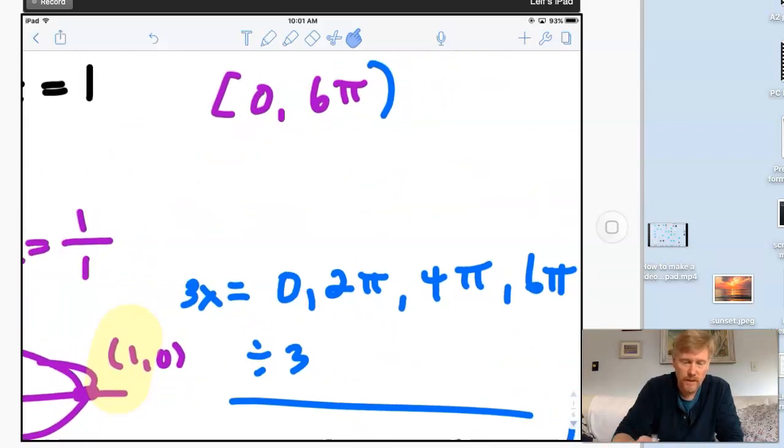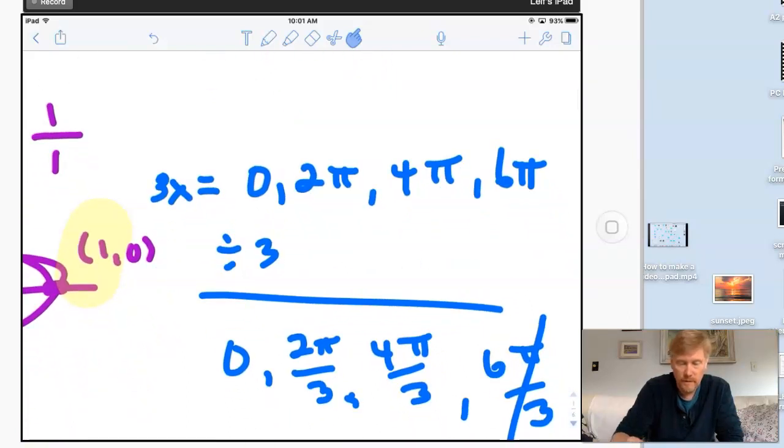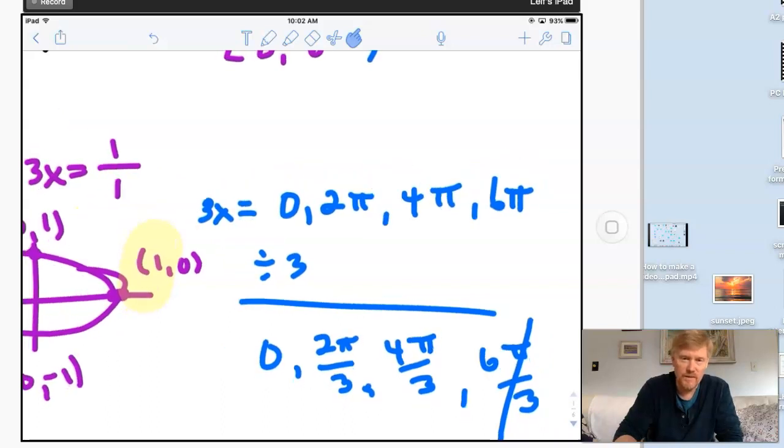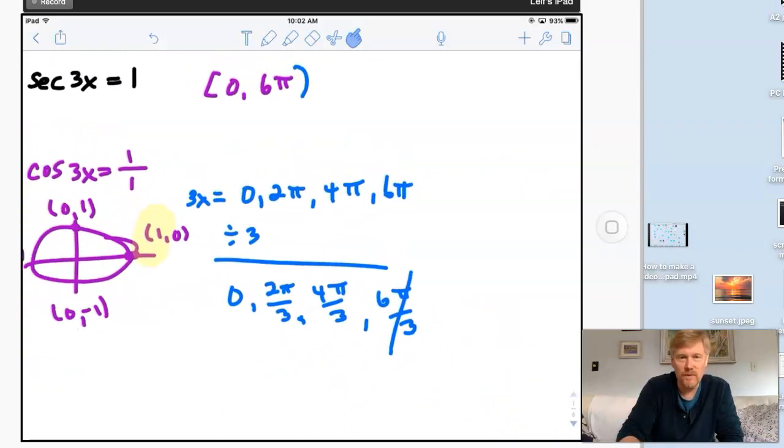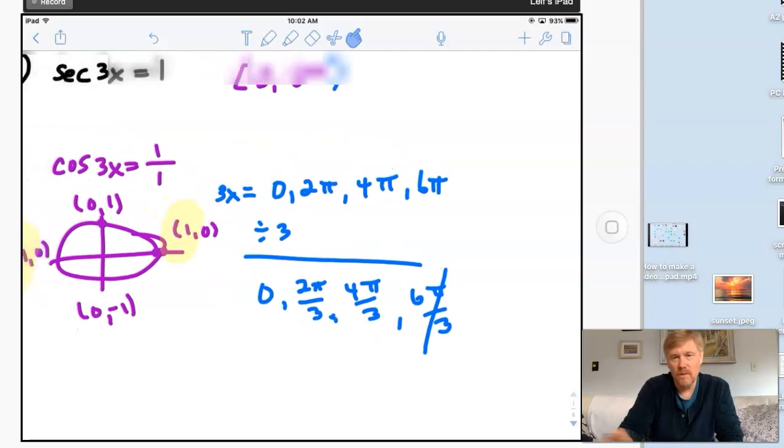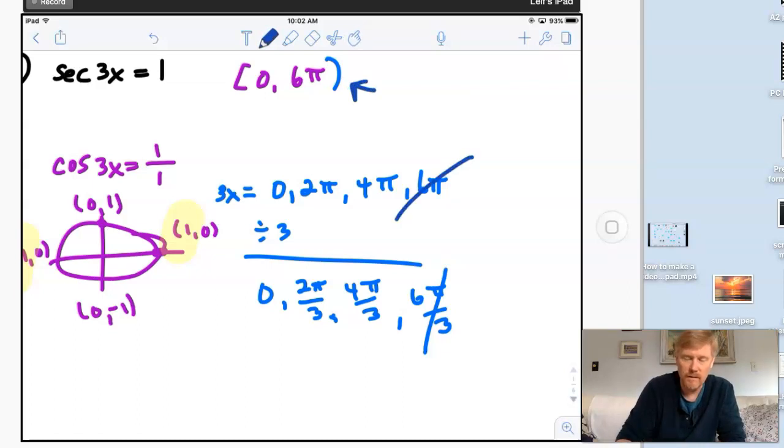Okay. So I got all of those, and if I divide all of those by 3, I get 0, 2 pi over 3, 4 pi over 3. And 6 pi over 3. Now, if I divide 6 pi by 3, I get 2 pi, all right? And the answer is actually supposed to be between 0 and 2 pi. So see how it's not included over here because of the parentheses. So I'm going to throw that one out, and I got 3 answers.